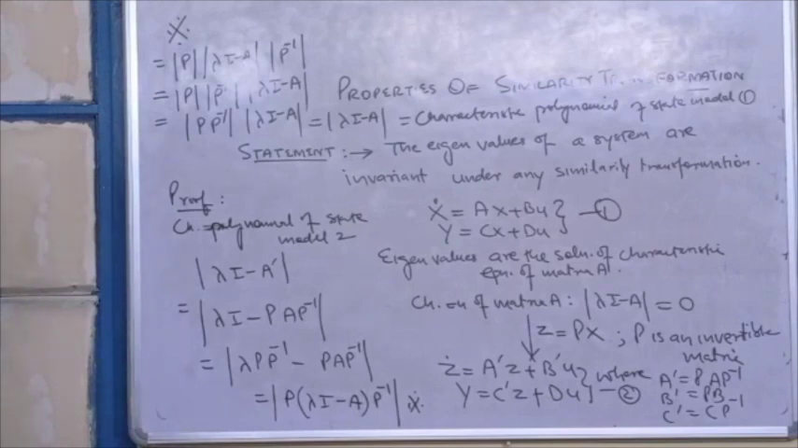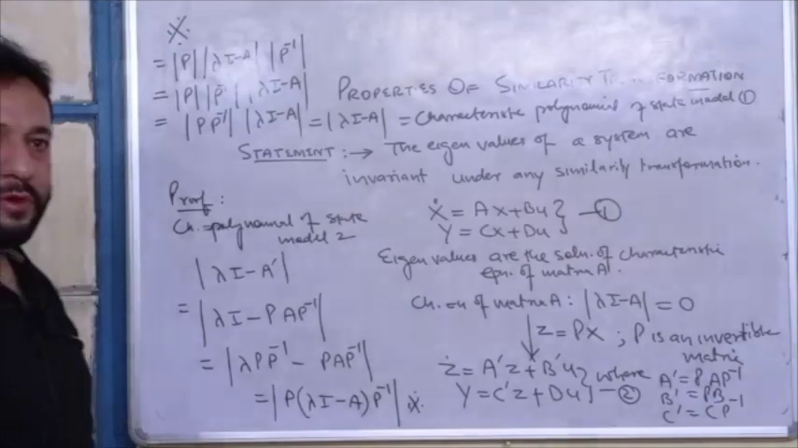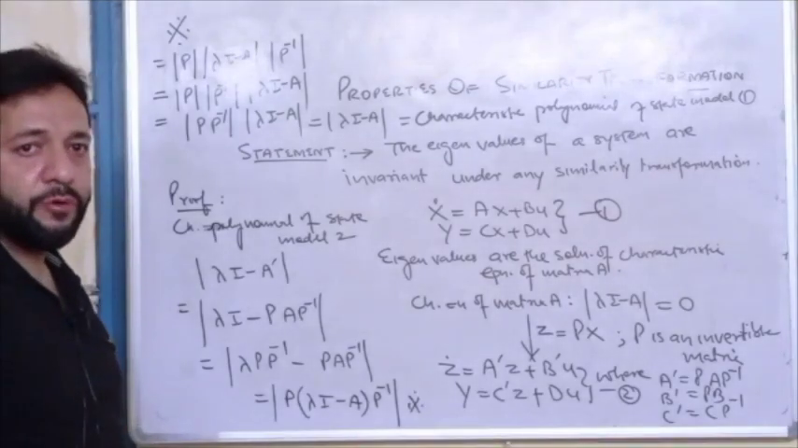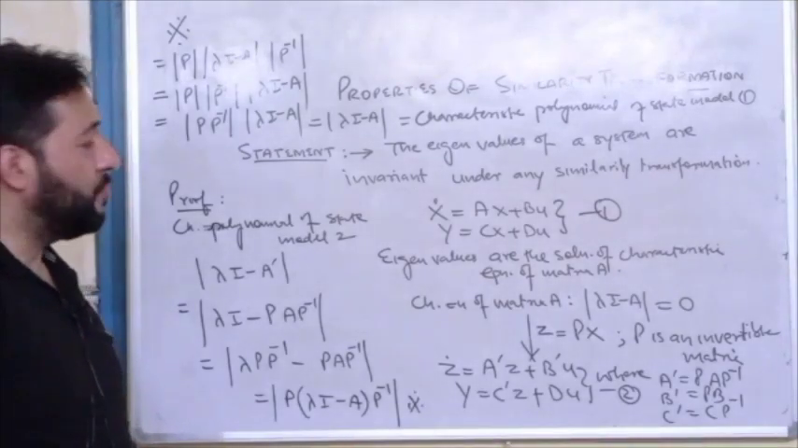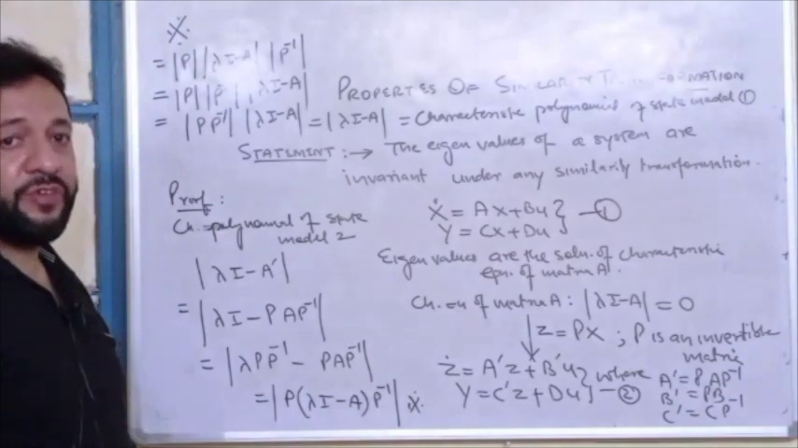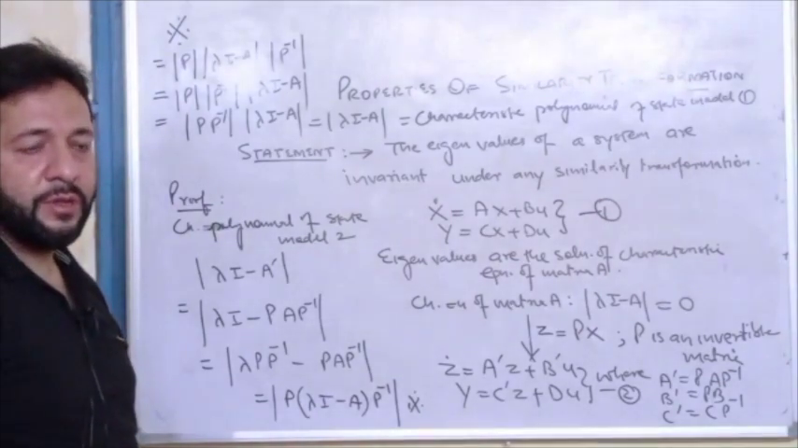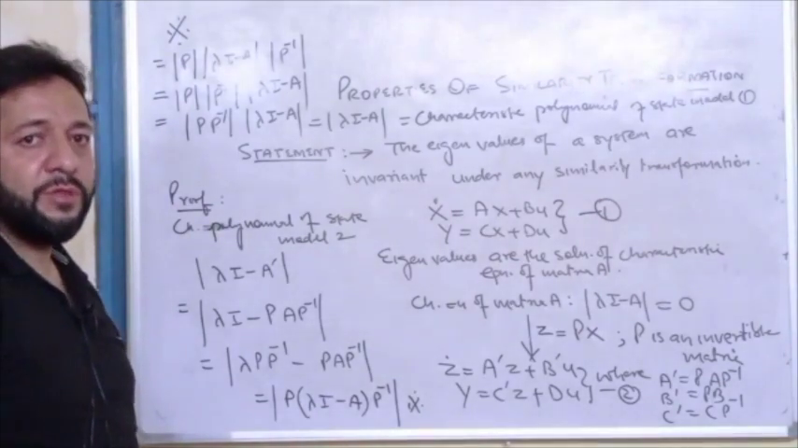तो दोनों के characteristic polynomial same हैं. तो eigenvalues भी same ही होंगे ना. और आपको पता है कि system की stability eigenvalues पे depend करती है. और stability system property होती है. It should not change when you do a similarity transformation. Otherwise, how can you say that the systems are similar?